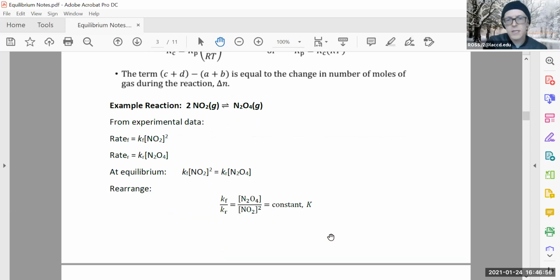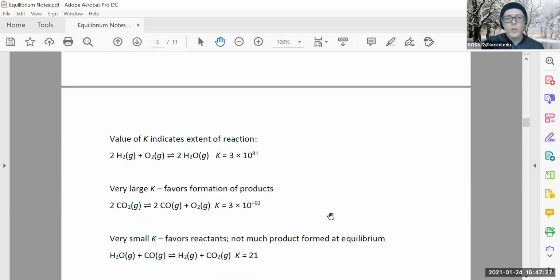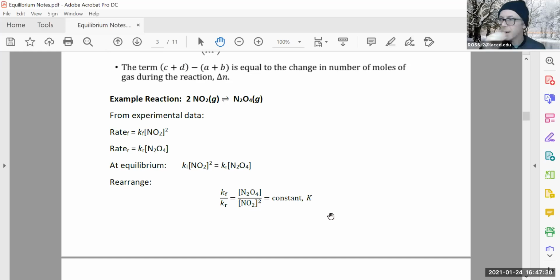We can rearrange this expression. It makes sense to have the product N2O4 as a numerator, so that's why we take Kf as the numerator here, just because we want to favor the product concentration, because that's how we're going to state our equilibrium constant. So we can manipulate the rate expression here, and we can get our equilibrium constant, which would be Kc.